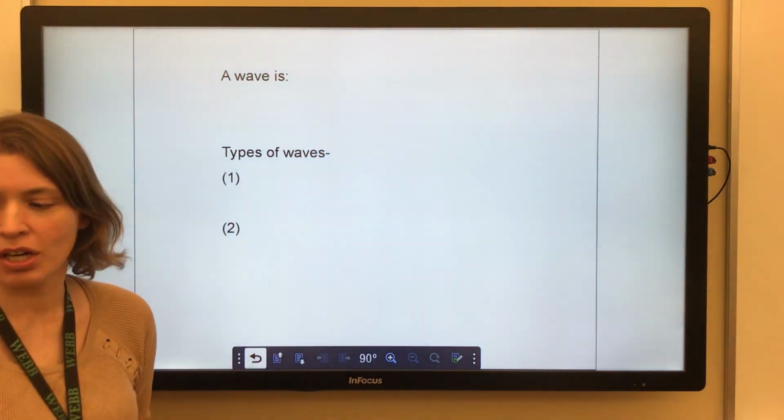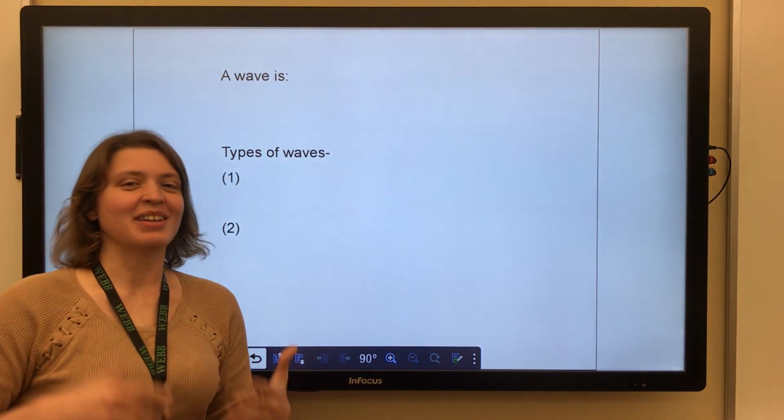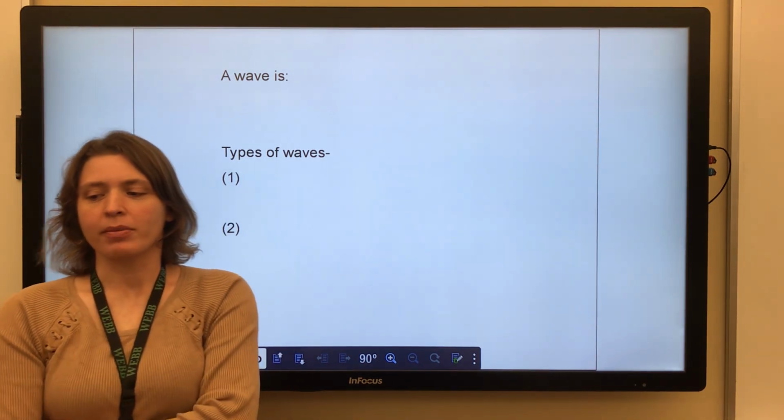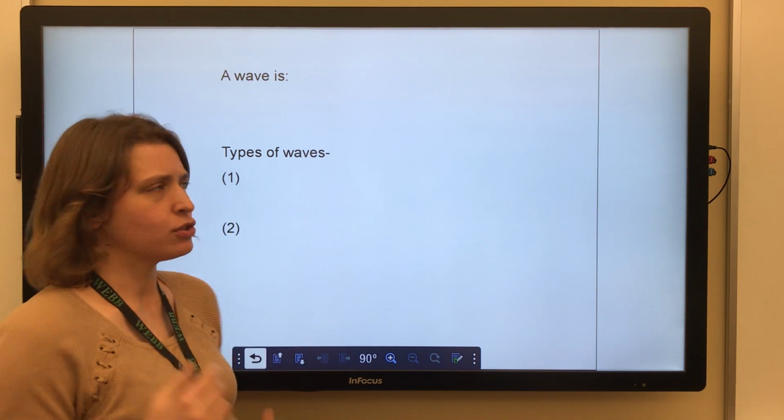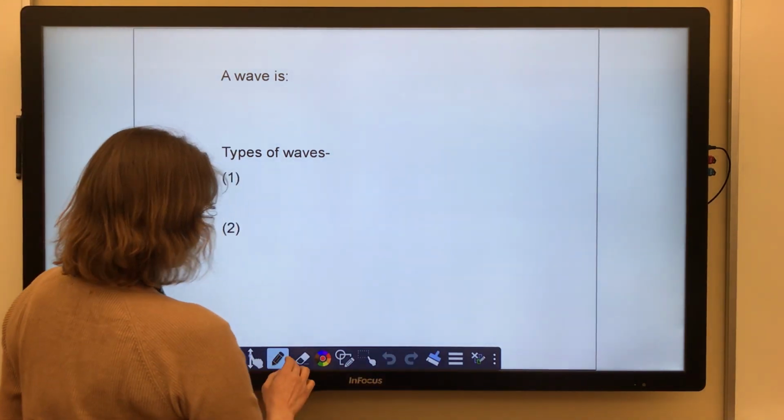So we should probably start with what waves are, so again, we have the right vocabulary to deal with them. A wave is a disturbance that transfers energy without transferring matter.